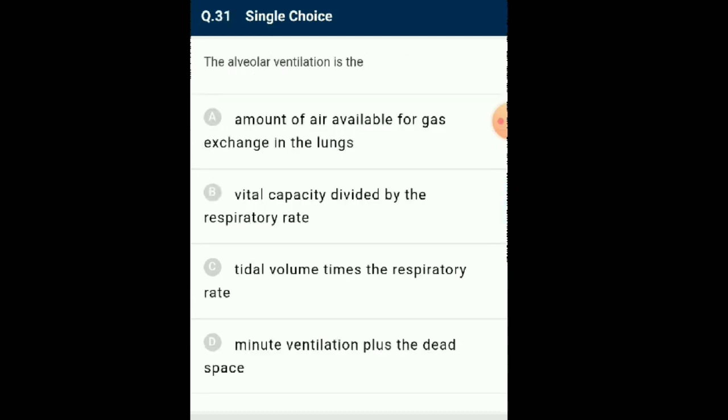Question number 31. Alveolar ventilation is defined as the volume of air transported into the lungs per minute from the atmosphere. In other words, it is the rate at which the fresh air reaches the alveoli and the surrounding areas like alveolar ducts, alveolar sacs, and respiratory bronchioles. So the answer for this question is option A. The amount of air available for gaseous exchange in the lungs.